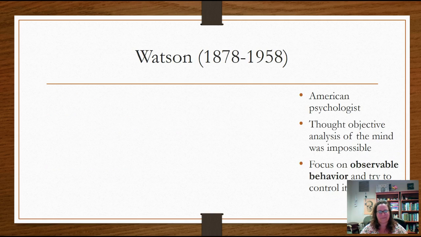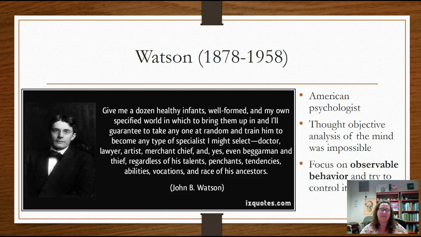There's so many examples of this, and we'll go into this quite a bit as we continue the course. John Watson was another behaviorist. He was an American psychologist, and he really focused on that observable behavior. I really like this quote to show you what kind of person John Watson is. But he kind of said if you give him a dozen babies, which thankfully nobody ever did give him, he can make them be anything he wants. So it doesn't matter about their talents, their penchants, tendencies, abilities, vocations, or background of the ancestors. I'll just make them be whatever I want.